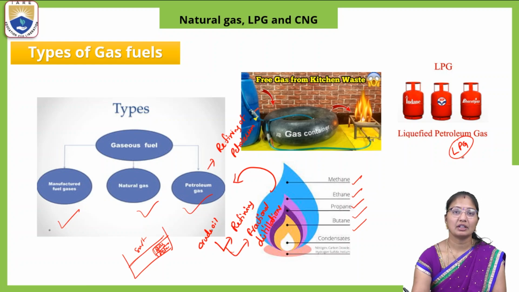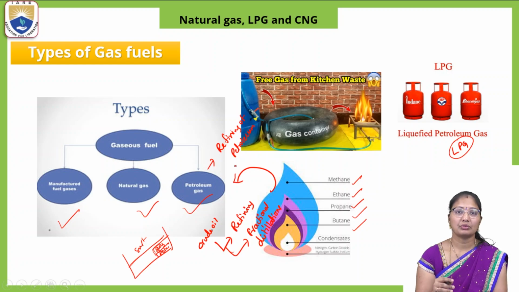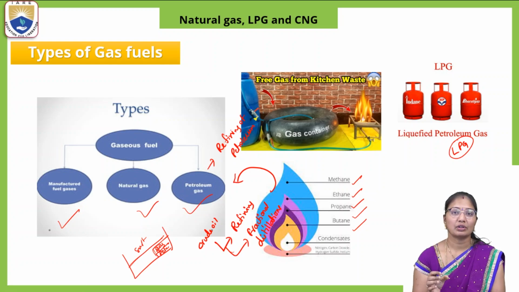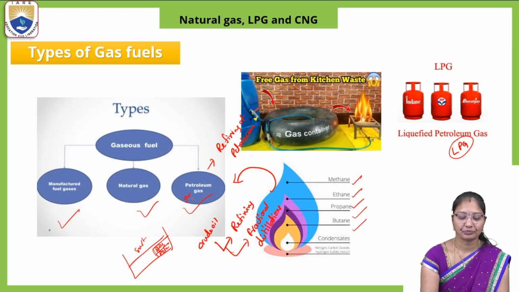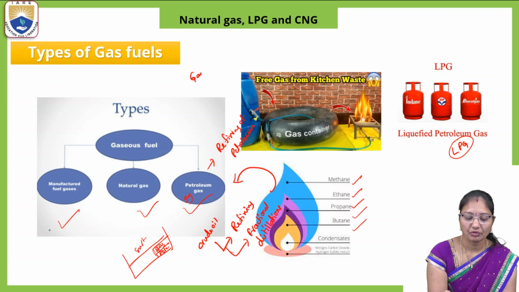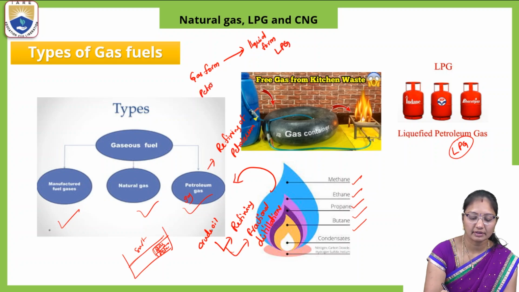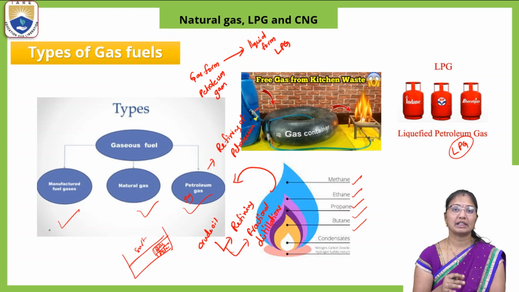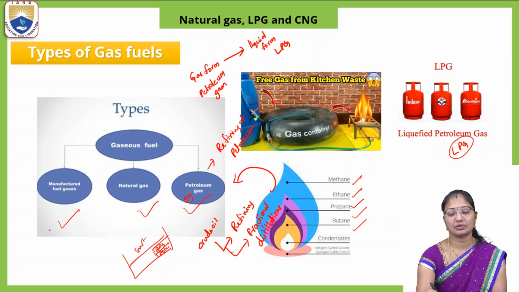This is the LPG gas. So this is obtained in the gaseous form, which is converted into liquid. So the gas form to liquid form is LPG, petroleum gas. When it is converted into liquid form, liquefied under pressure, it is called LPG, which is used in cylinders, domestic cylinders.